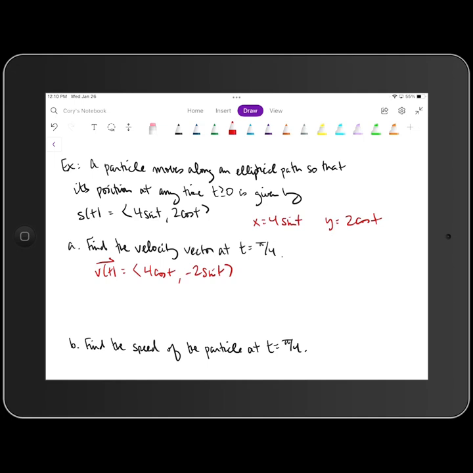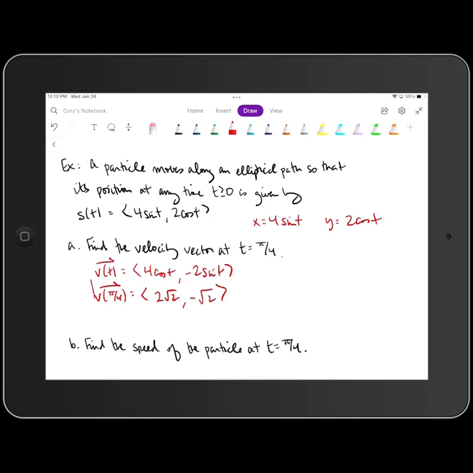And then we're going to evaluate that velocity vector at time t equal to pi over 4. When we plug in pi over 4, cosine of pi over 4 is rad 2 over 2, so 4 times rad 2 over 2 is 2 rad 2. And when we plug pi over 4 into the second component, the sine of pi over 4 is also rad 2 over 2, so -2 times rad 2 over 2 is negative rad 2.